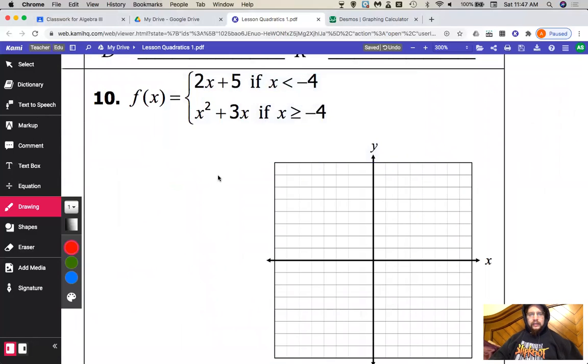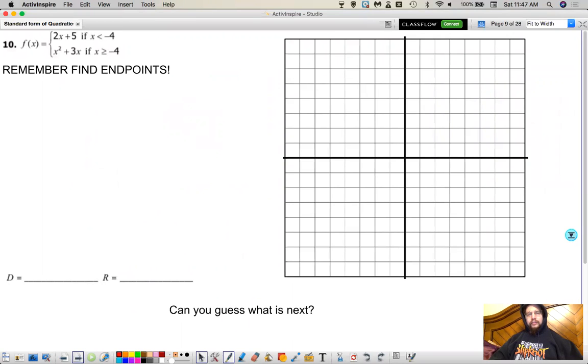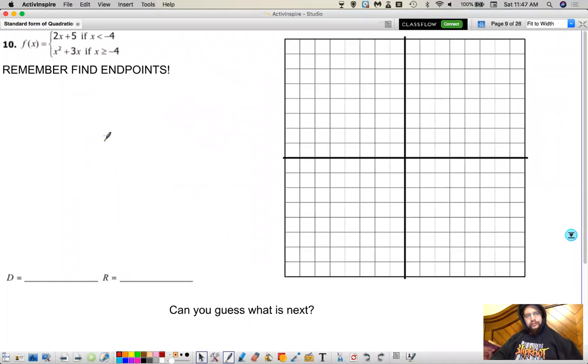Piecewise, goes back. Don't forget to calculate your endpoints. So I'm going to do this one on here because I have a bigger graph. First thing, find your endpoints. Plug in the -4, whether or not it includes it. So 2 times -4 plus 5. -8 plus 5 is -3. We do not include that point, so I'm going to plot -4, -3 with an open circle.